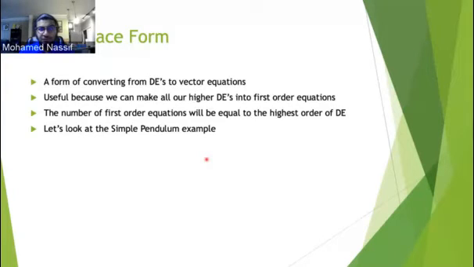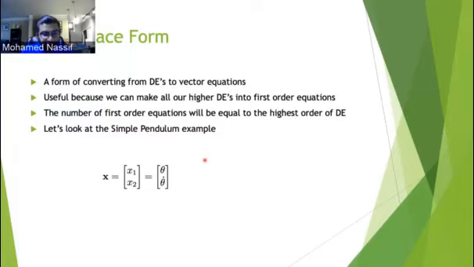The number of first order equations will be equal to the highest order of the differential equation. So if you have a second order differential equation, you will have 2 first order equations. If you have a fourth order equation, then you'll have 8 first order differential equations. So let's look at the simple pendulum example.